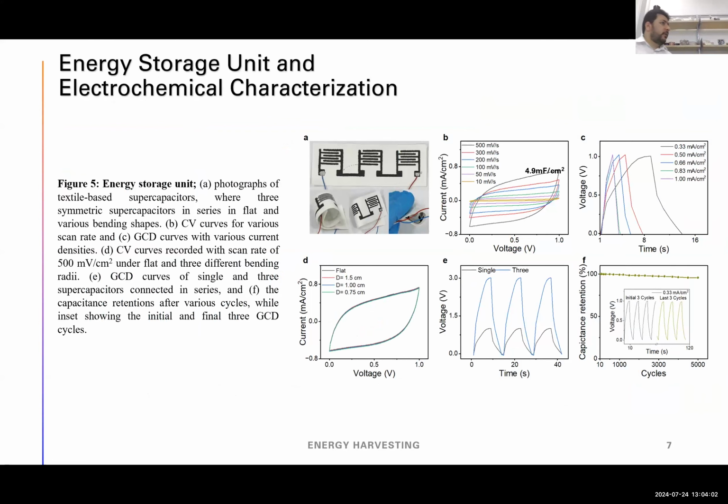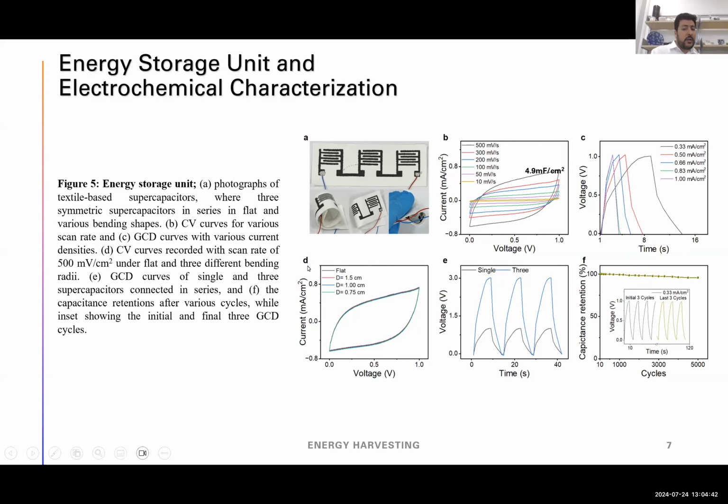So, okay, now energy is generated, but what if we store this energy as well? So this is the energy storage unit. I built and fabricated a textile-based supercapacitor. And these are the electrochemical characterizations of the textile-based supercapacitor. We got 4.9 millifarad per centimeter square of capacitance. And these all show the electrochemical characterization, like the cyclic voltammetry, GCD curve, and then looking at what happens if we bend it, showing the flexibility.